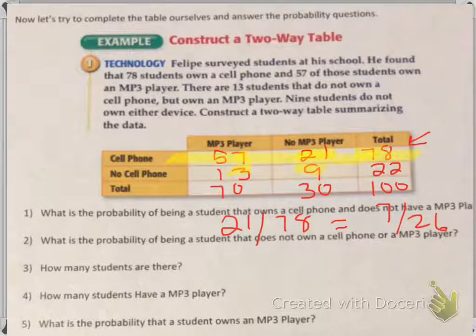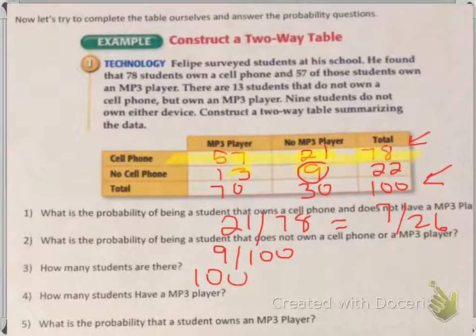Number 2 says, what is the probability of being a student that does not own a cell phone or an MP3 player? So no cell phone, no MP3 player, that's this number right here, which is 9. And we're going to go 9 out of a total of 100 students. So 9 out of 100 for our solution. Number 3 says, how many students are there? Well, we can tell the total down here in the corner. There are 100 different students that we asked about their MP3 players and cell phones.